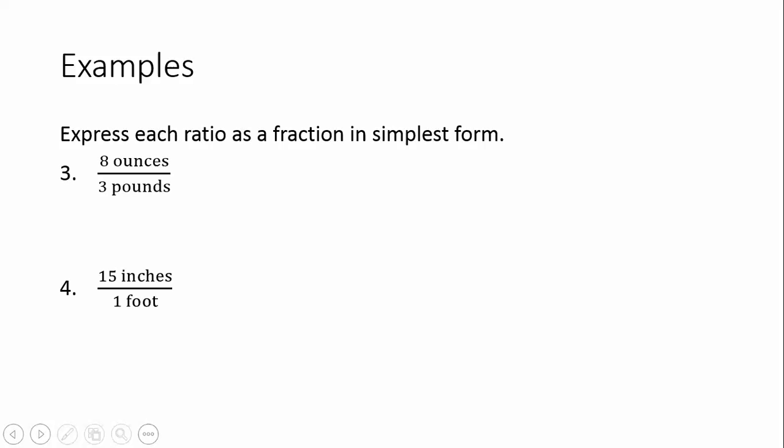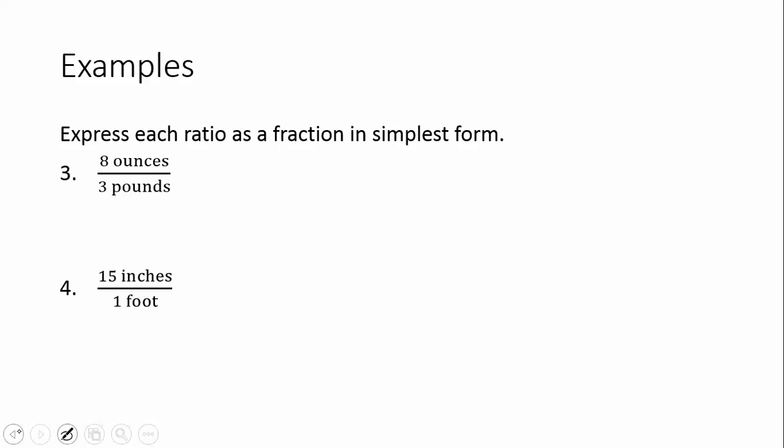So if we look at a couple of examples, we want to express each ratio as a fraction in simplest form. And when we do this, what we want to make sure that we're doing is, you want to change the larger unit to match the smaller unit. That way we don't have to deal with fractions. So what's smaller, ounces or pounds? And hopefully you're saying ounces are smaller. So we want to change the pounds to the correct number of ounces.